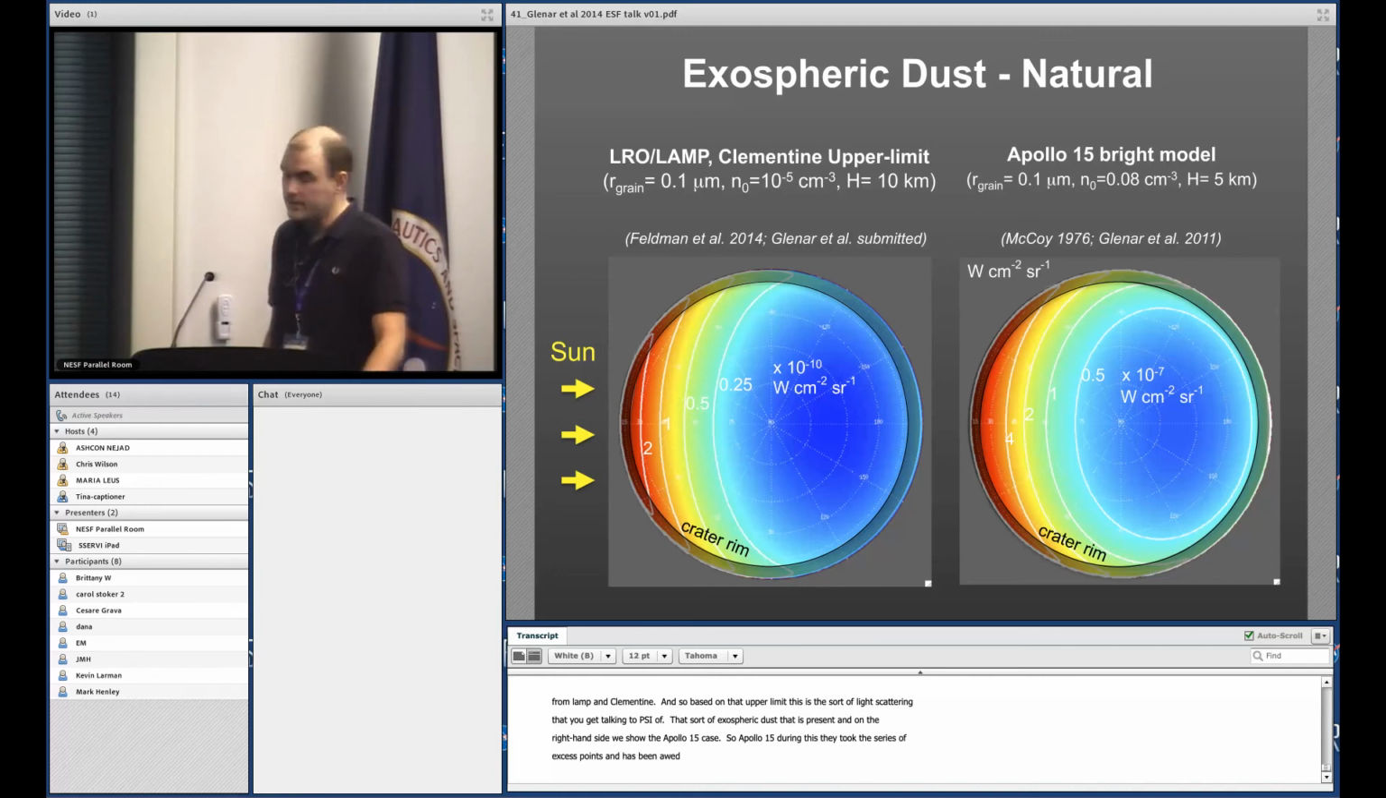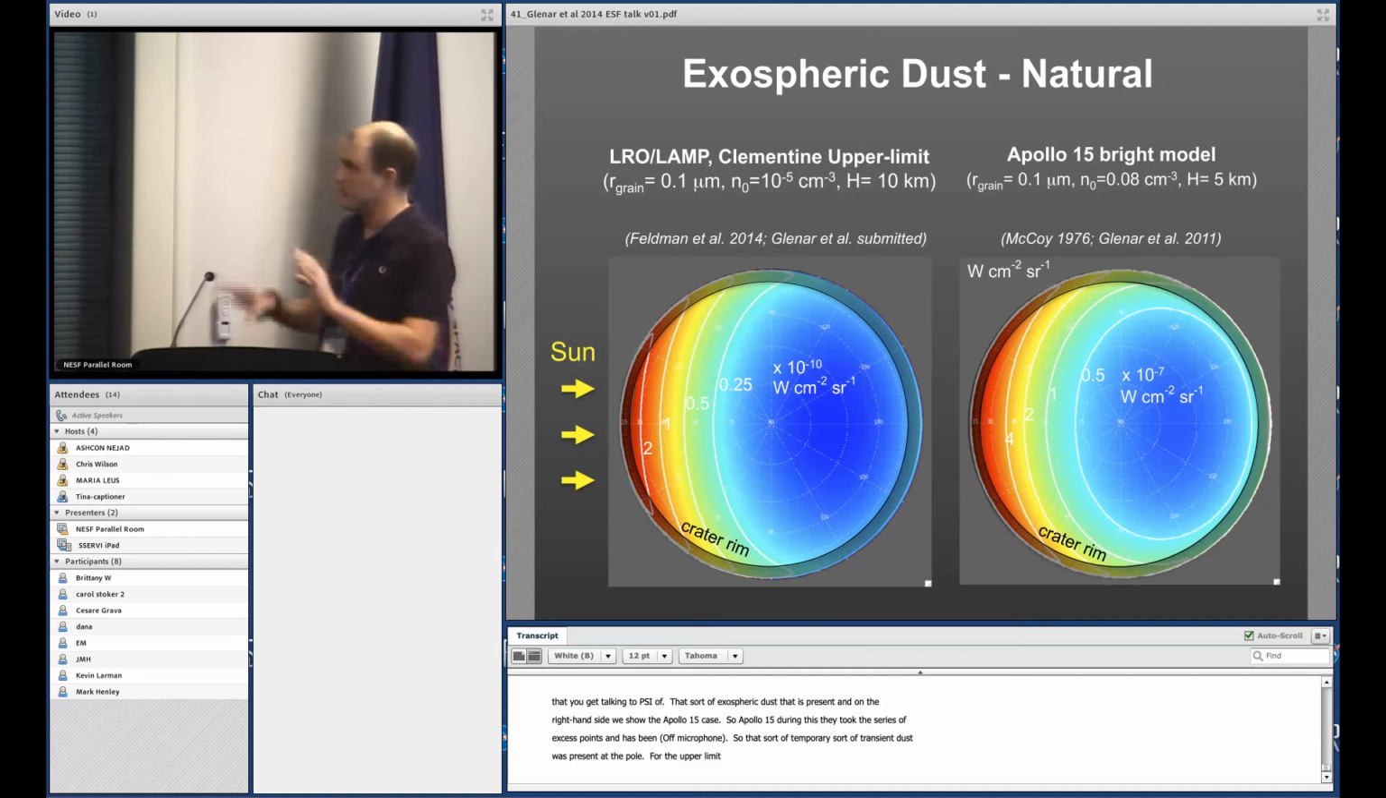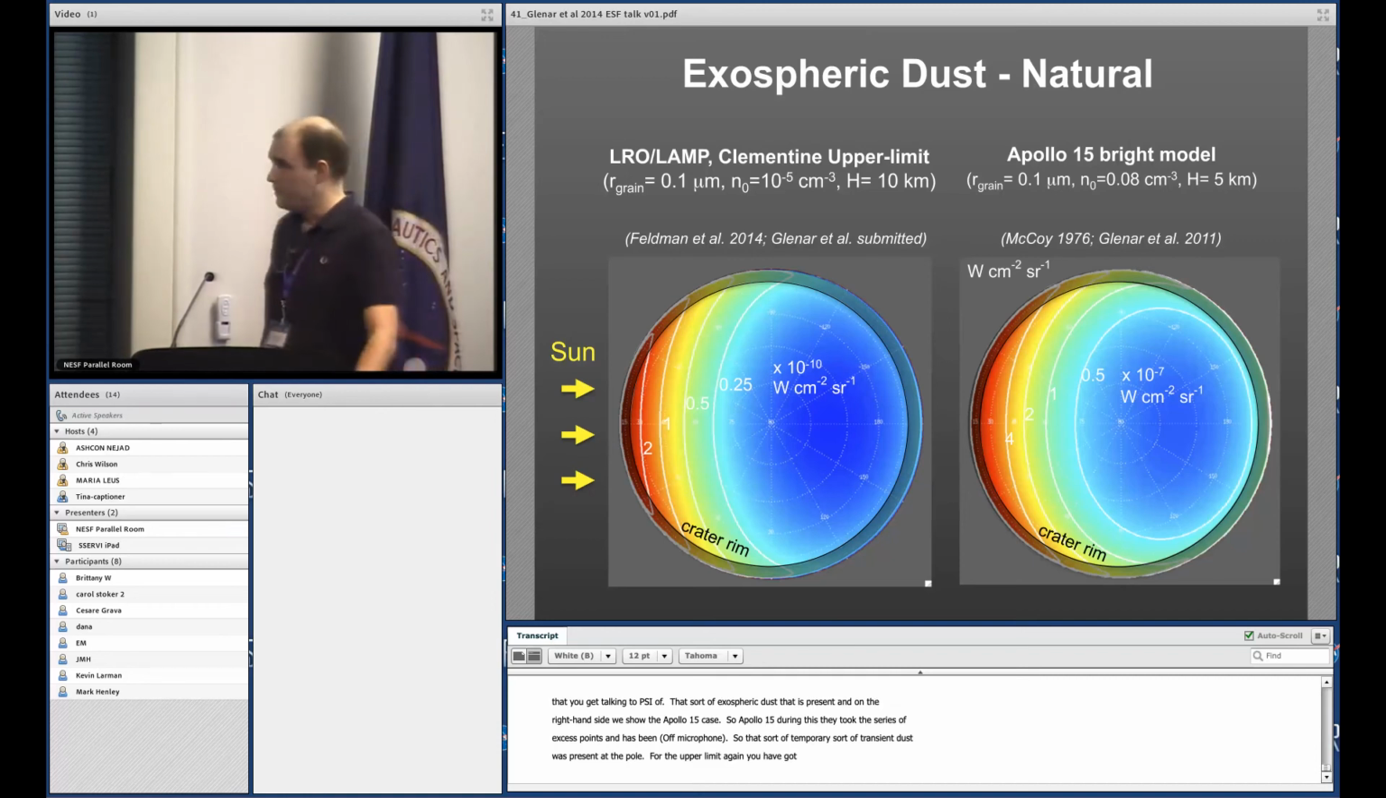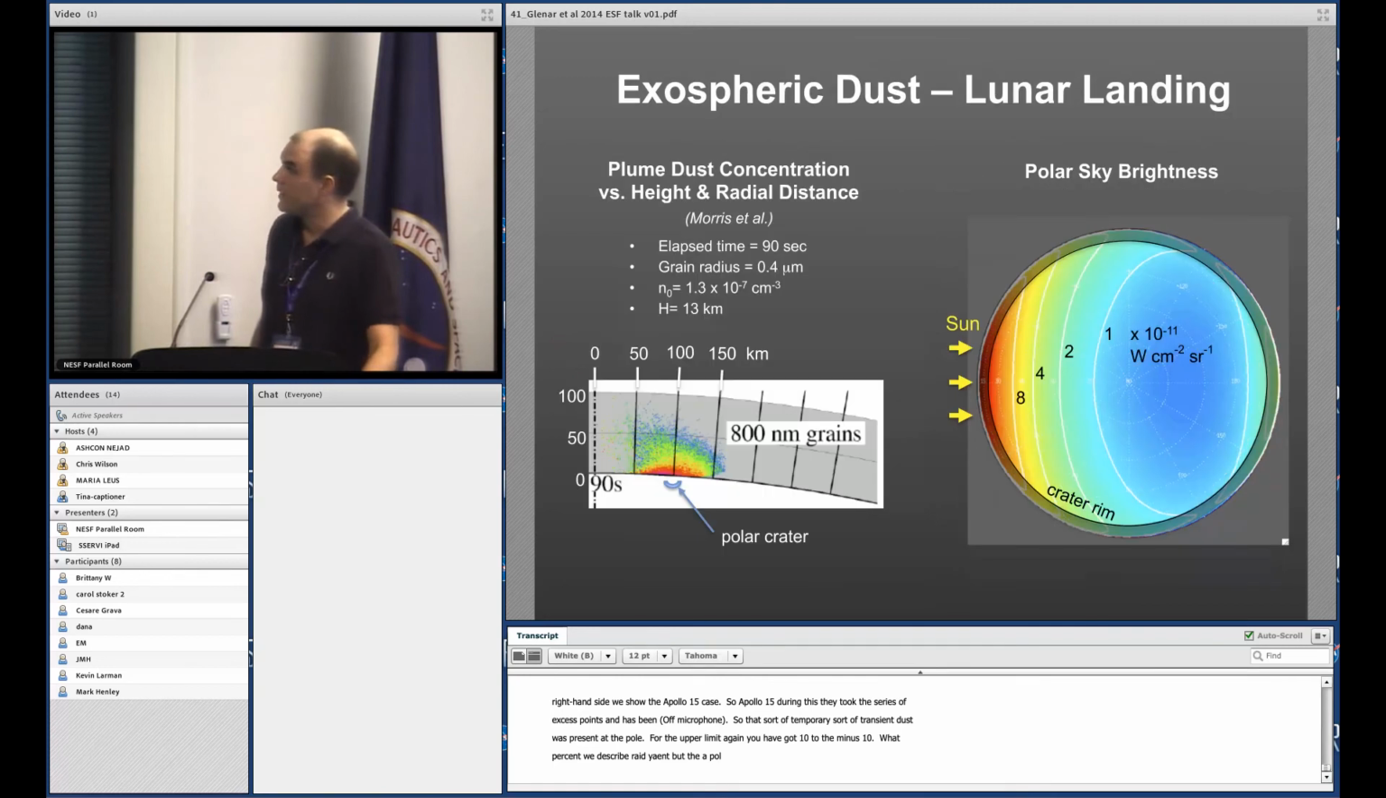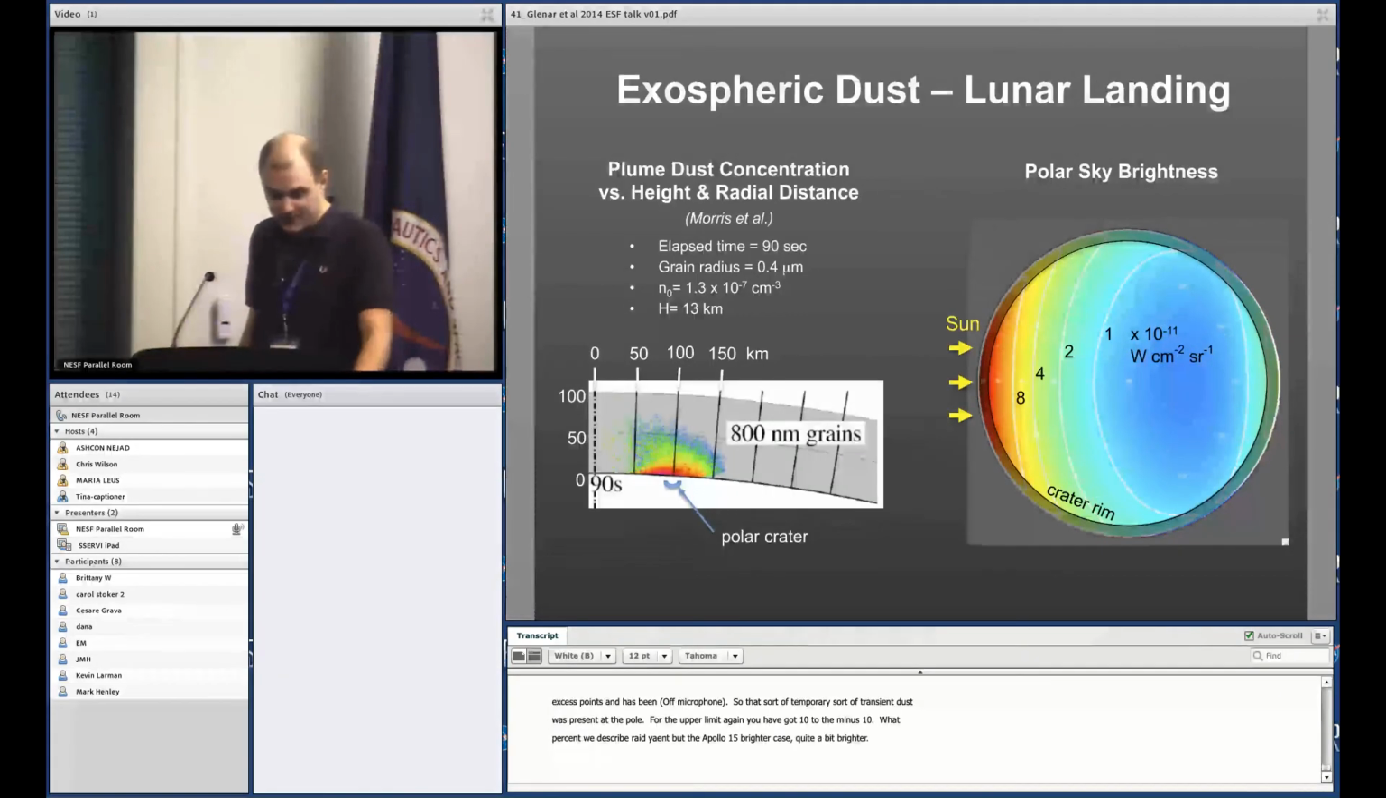And then on the right-hand side, we show the Apollo 15 case. During Apollo 15, they took a series of coronal photographs where they saw this excess brightness, which has been argued could have been due to dust. If that temporary, transient exospheric dust was present at the pole, that's the brightness we'd get. As you can see, for the upper limit, you've got 10 to the minus 10, again, watts per centimeter squared per steradian. But for the Apollo 15 brighter case, you can get up to 10 to the minus 7, so quite a bit brighter.